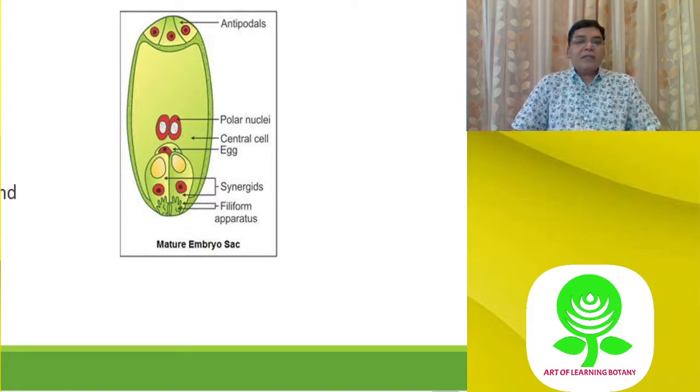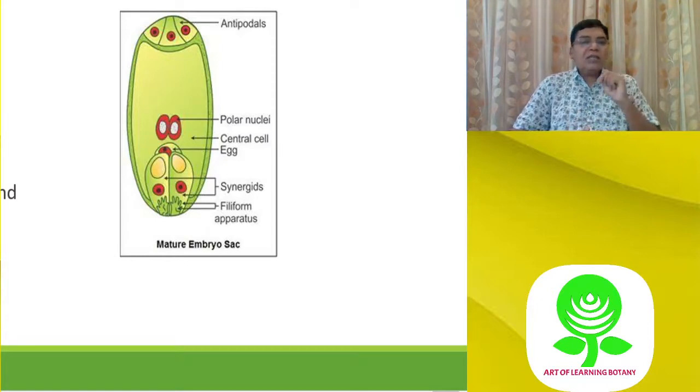That is called the egg apparatus. The egg apparatus contains two components: two synergid cells, and one egg cell. The synergid cells at the micropylar end bear the filiform apparatus. Those filiform structures are finger-like. They help in the movement of the pollen tube, and facilitate the movement of the sperm cell. And synergid cells also die out gradually.